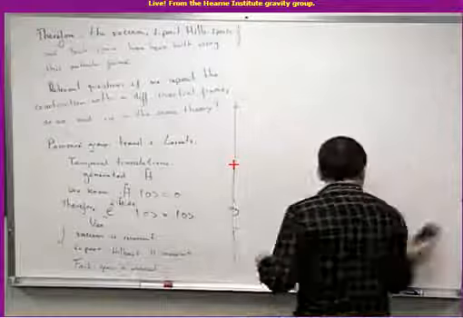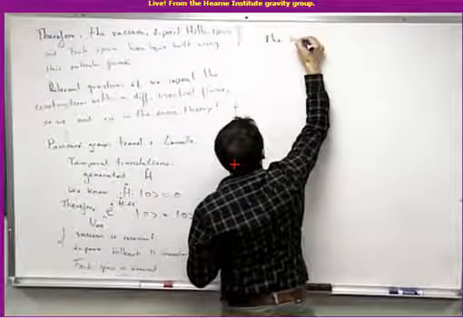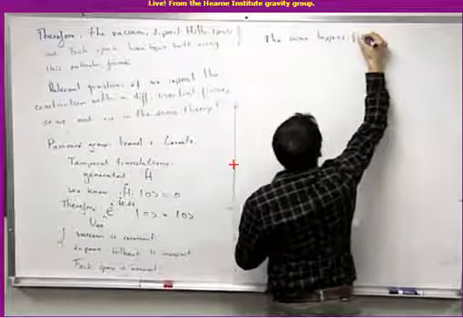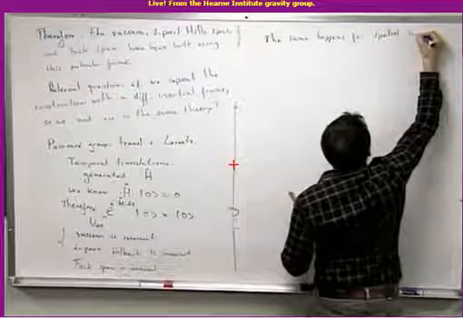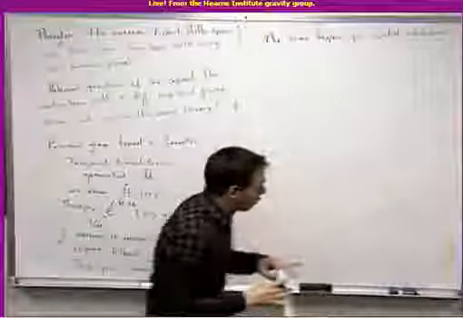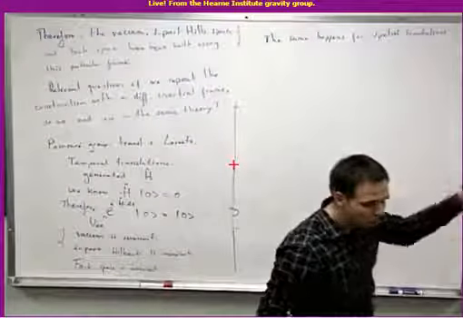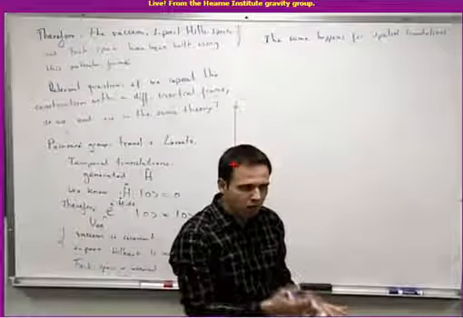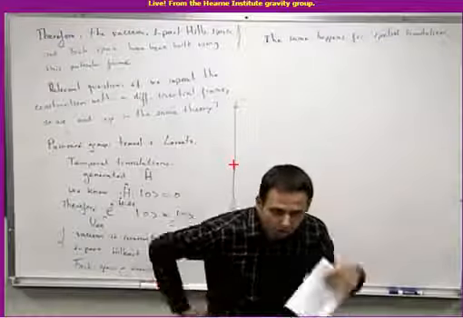The same can be proven, the same happens for spatial translations. Spatial translations are generated by the three momenta. The three momentum annihilates the vacuum. Therefore, the unitary operator implementing finite translations leaves the vacuum invariant.